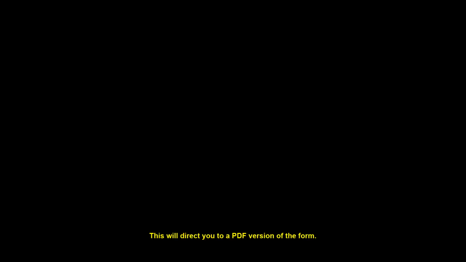This will direct you to a PDF version of the form. To download the form, find the download icon or link typically located near the top of the page. Click the download icon to initiate the download process. Your browser may prompt you to choose a location on your device to save the file. Select your preferred location and click Save.